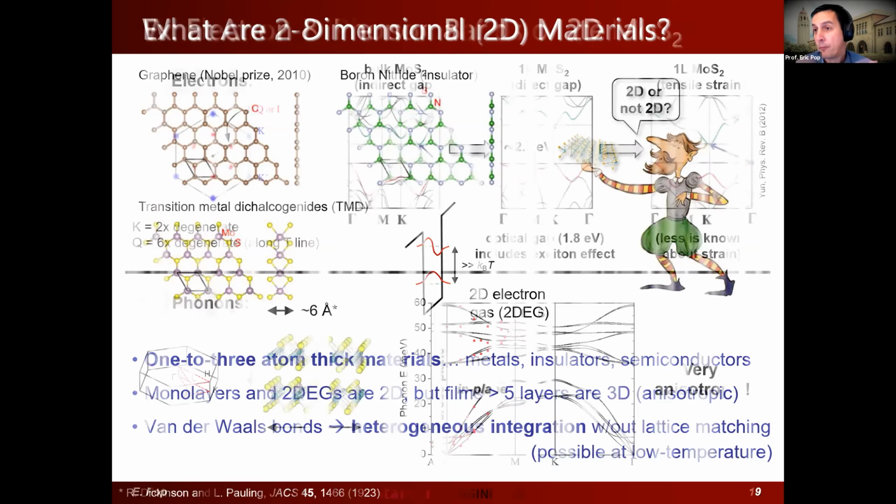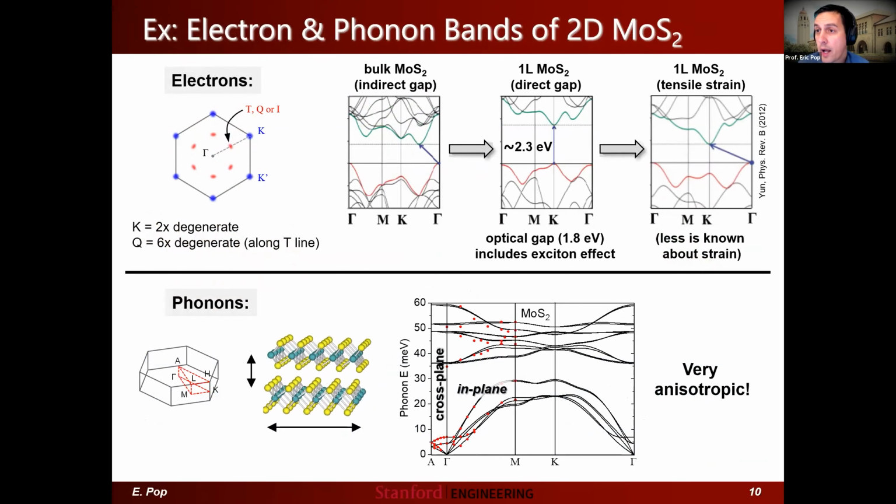Okay. Since we're going to talk about some electrical and thermal properties of 2D materials, I think it's worth putting up the band structure and the phonon dispersion, at least for MoS2, which is a very common 2D semiconductor, but it's pretty representative of others as well. So in bulk, it has an indirect band gap. And when you reduce it to one layer, there is a direct band gap of about 2.3 electron volts.